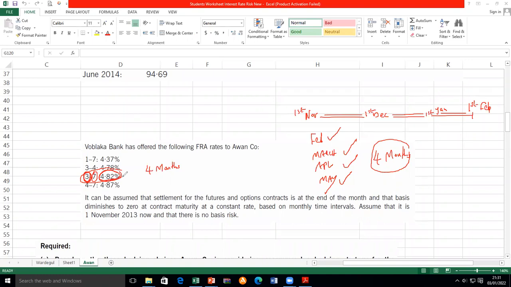This FRA fixes the rate. What it fixes is the benchmark rate. So the benchmark rate is fixed. It's fixed at how much? At 4.82. So if the rate goes above, we're going to be reimbursed. But if it goes down, we are the ones to reimburse the bank.